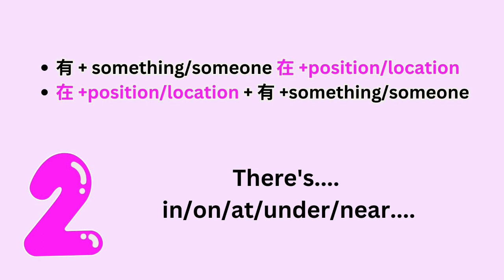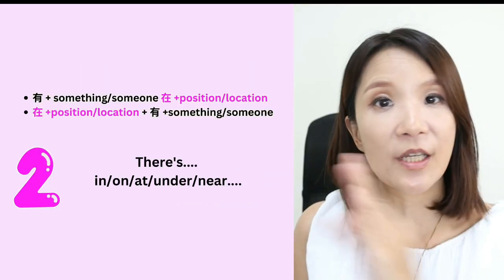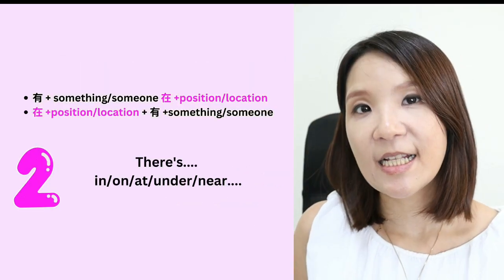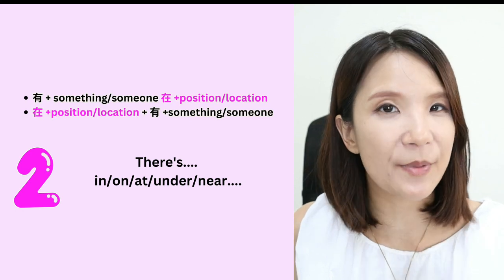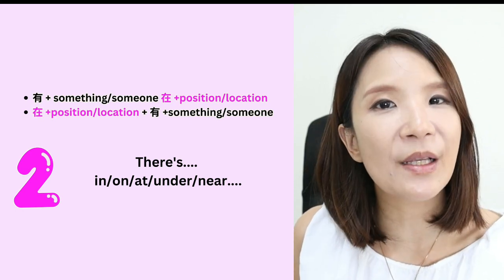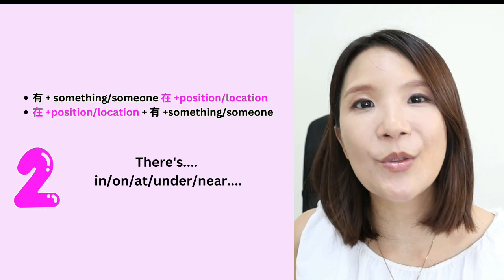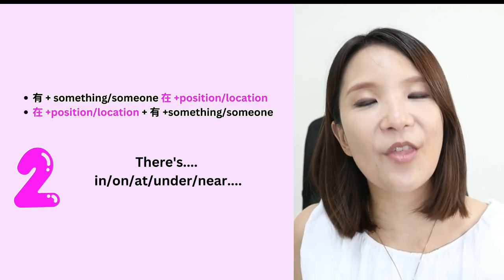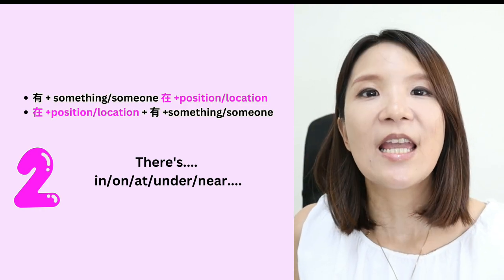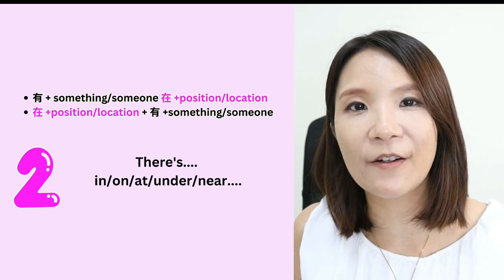Now, the second structure is to talk about there is something on, in, next to, beside, or nearby something. So in Mandarin, we could say 有 something, someone, 在 location or position. Or you can switch that. You can say 在 location or position, 有 something or someone. Those two are the same. So it means that there is someone or something in, on, under, near, somewhere.